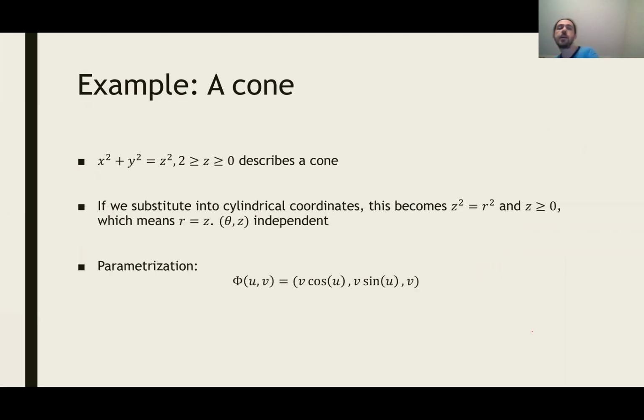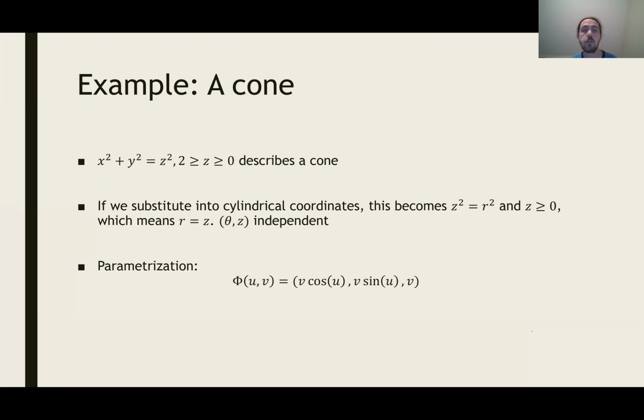Another example is this cone shape: x squared plus y squared is equal to z squared, where 2 is greater than or equal to z is greater than or equal to 0. So this describes a cone inside three-dimensional space. We could do this by solving for z in terms of x and y, and that would be perfectly fine. But we could also use cylindrical coordinates.